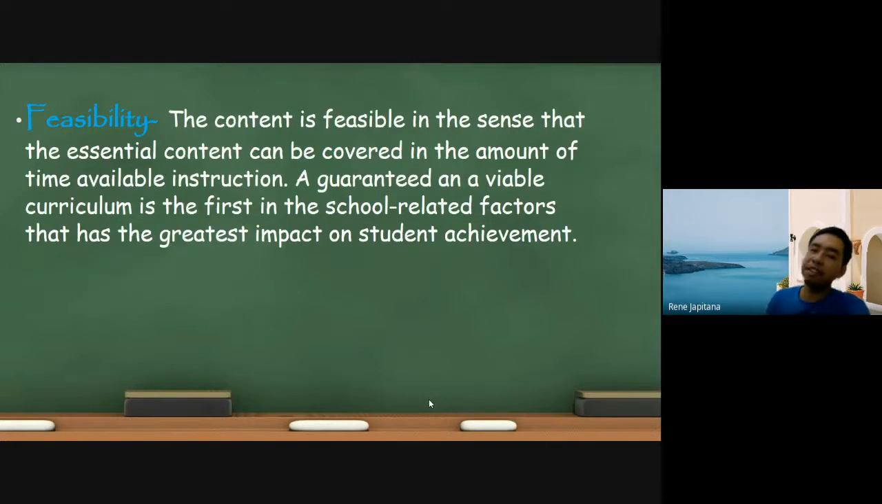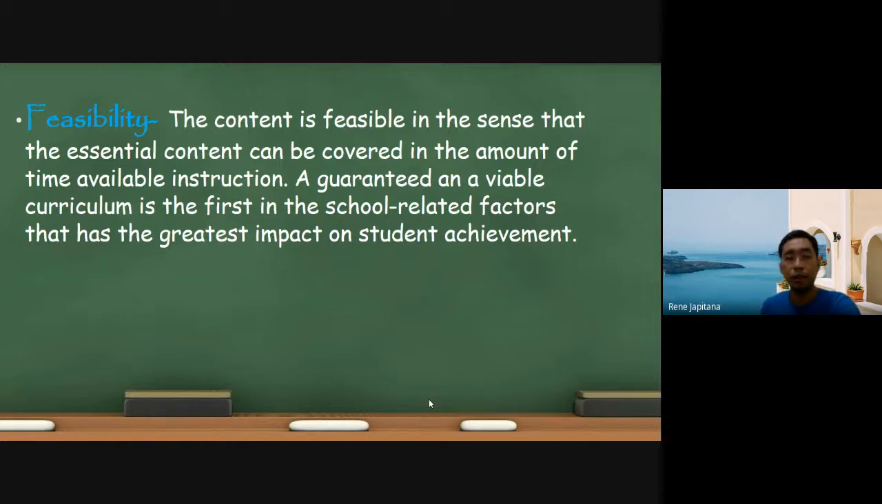The next one is feasibility. How viable, how feasible is the content? The content is feasible in the sense that the essential content can be covered in the amount of time available. There are different contents, topics, or subject matters in a certain subject or learning area that really need enough time for our students to learn, enough time for them to grasp the competencies and the skills.